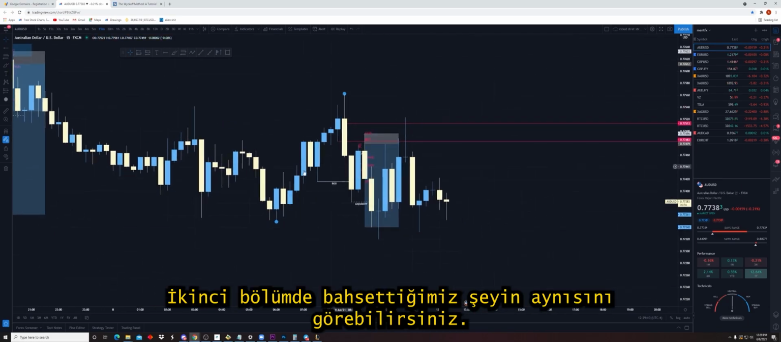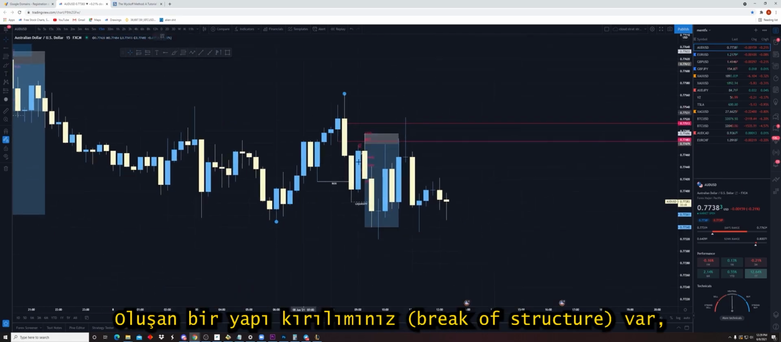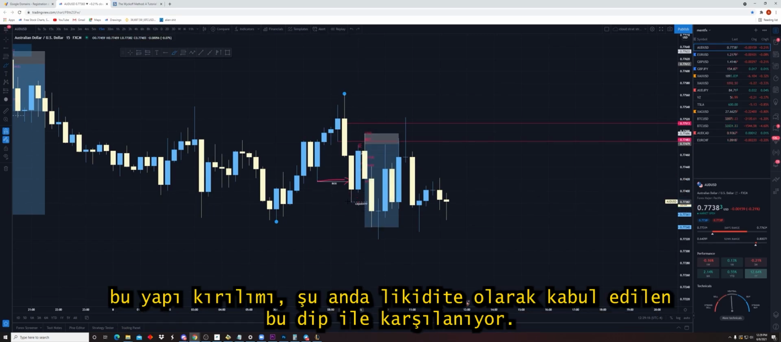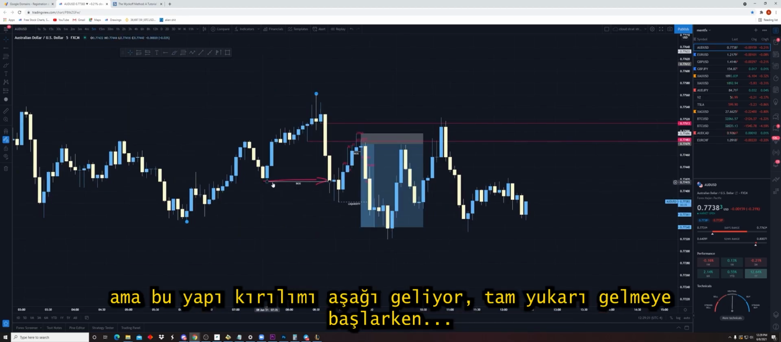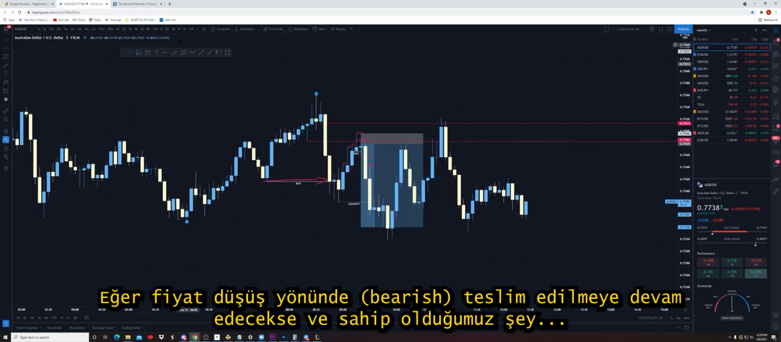You can see the same thing that we speak about in section 2. You have a break of structure occurring. That break of structure is being met by this low, which is now considered liquidity. So we can go to a lower time frame so you guys can see this a little bit. But you have this break of structure, comes down, right? As it starts coming up, we know this is liquidity if price is to continue delivering in a bearish way.